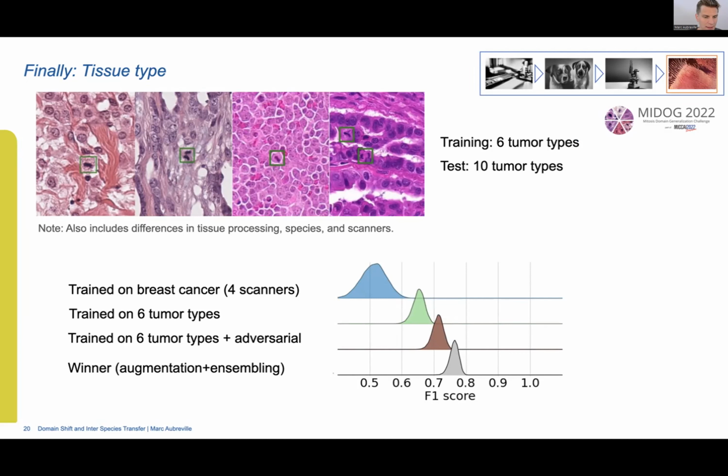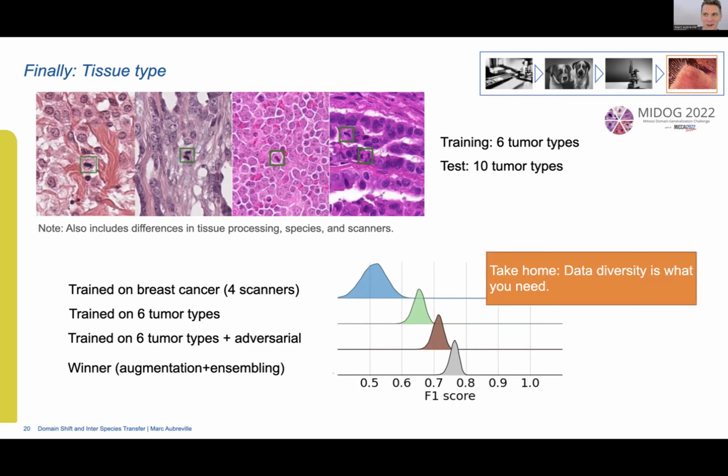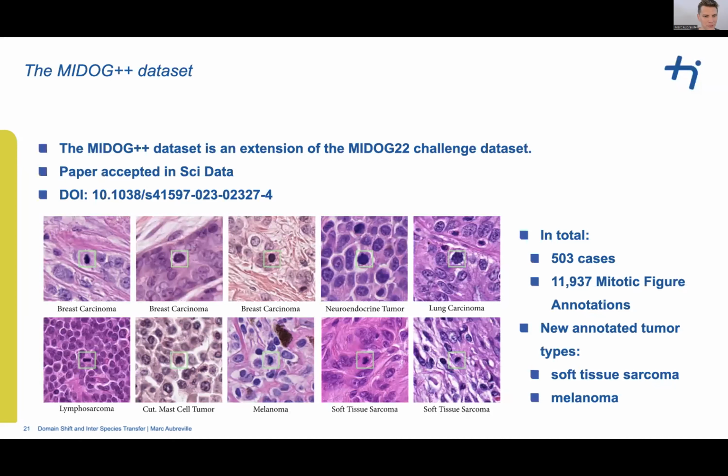then you find that there's a strong benefit from including data diversity by itself. So the take-home is data diversity is actually what you need, right? If you ever have the chance to increase your data diversity, do that. We also did that because we published the MIDOG22 challenge dataset in an extended version, which we call MIDOG++. It was just accepted, as I told, in Scientific Data, and should be out there any day now. In total, we have 503 cases, some 12,000 mitotic figures, some new tumor types, and so on. So just include more diversity into the dataset, because ultimately, as we have learned from large language models as well, data diversity is key.